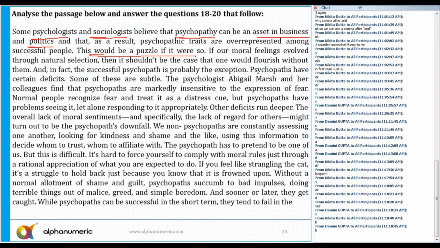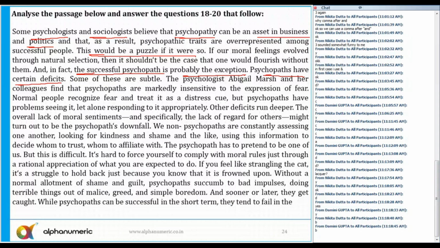Psychopathy cannot be an asset. Please understand that if you actually look, a psychopath who is successful is probably the exception. Most psychopaths are not successful. That means psychopathy is not an asset. Why? Because psychopaths have certain deficits. What are the deficits?